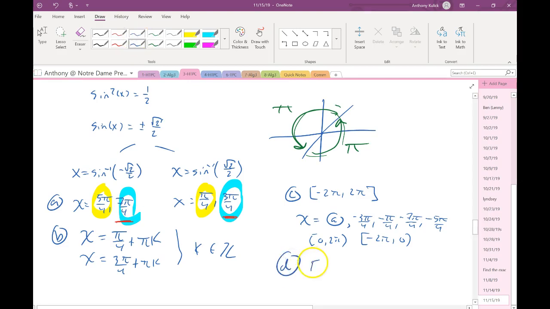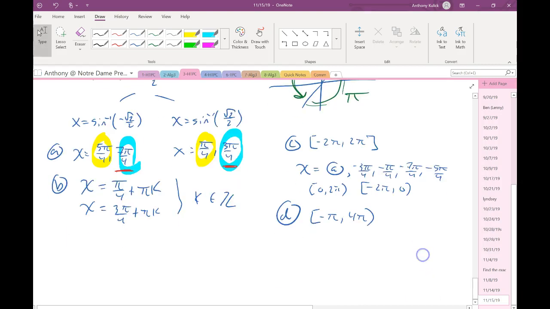Good question, though. And on D, we have between negative pi and 4 pi. You get all my answers from A. And then from C, I'm going to go back and look at the negative answers and pick the ones that are bigger than negative pi. So that's those two, right? The other two are too small. They're less than negative pi. You good with that, James? Okay.